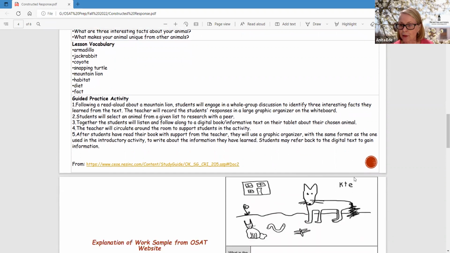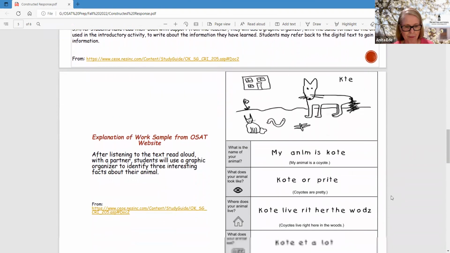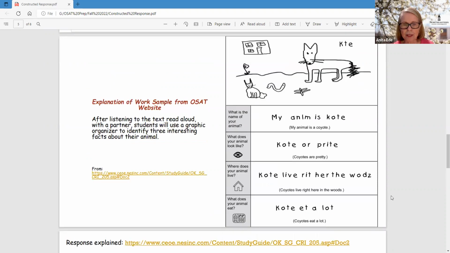Now, here's what you're going to need to really look at. This is the work sample from that same lesson. Well, here's the graphic organizer the teacher created. Left space on top for them to draw a picture. After listening to the text read aloud with a partner, students will use a graphic organizer to identify 3 interesting facts about their animal. What is the name of your animal? Okay, so my animal's a coyote. What does your animal look like?